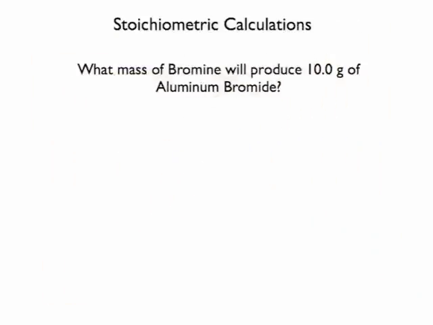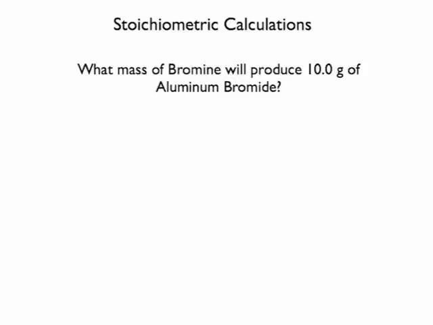In this video, we're going to be looking at stoichiometric calculations. Now, to do this, the first thing you have to do is write the balanced chemical equation. So, in this one, what mass of bromine will produce 10 grams of aluminum bromide?